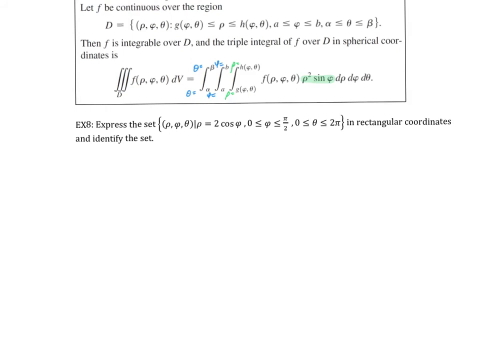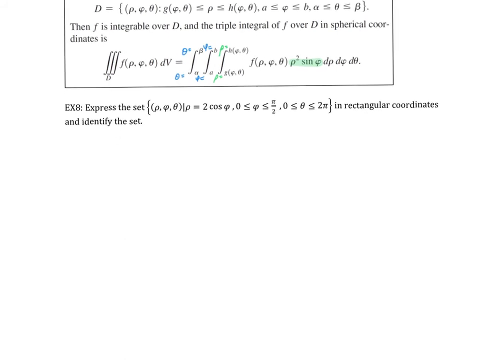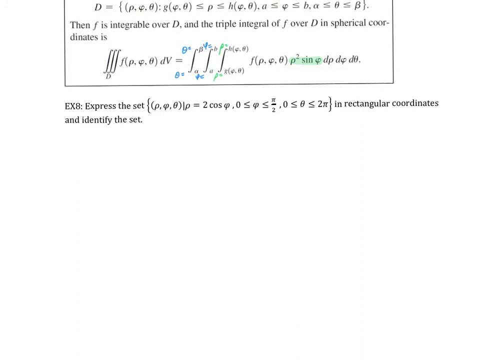In example 8, we're asked to express this set in rectangular coordinates and identify the set. So it's just more translating. The first thing I notice is that I have this equation, rho equal to 2 cosine phi. On the right hand side, that almost looks like a z value, like 2z, except it's missing a rho. And on the left hand side, I have a rho. It would be nice if it was a rho squared, because then I can replace it with x squared plus y squared plus z squared.